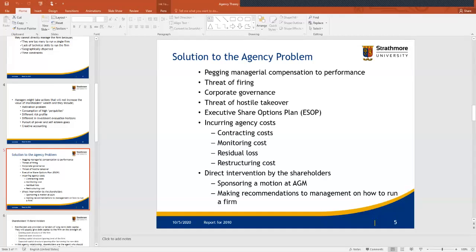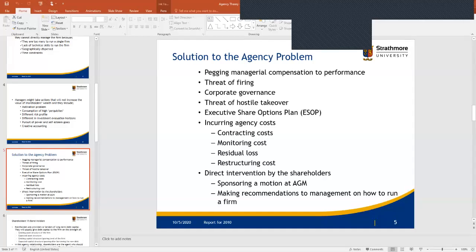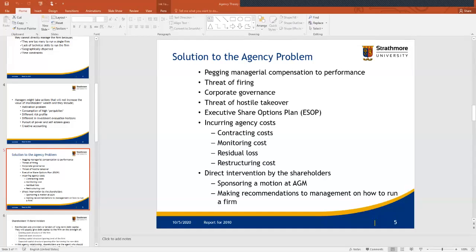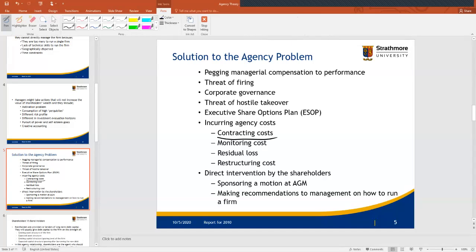Then, of course, we have other means you can try. One of them is incurring what we call monitoring costs. Monitoring costs means that you hire auditors to go through the accounts of the company. They are going to be giving you an independent opinion on the company finances, or the truth and fairness of the financial information provided by the managers. Design good contracts, contracting cost. Of course, you have to incur costs as you try to design those contracts that are meant to bind your interest and the interest of the manager as well.